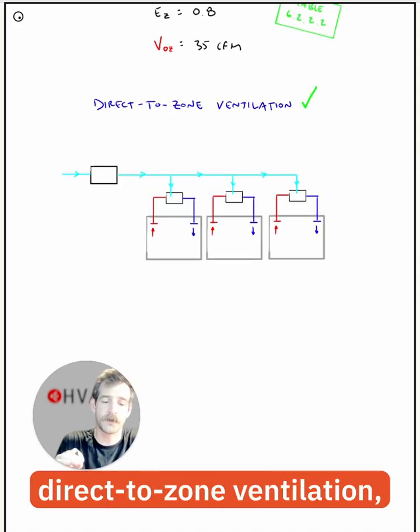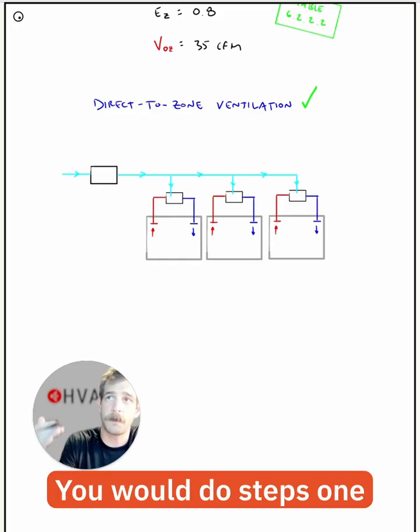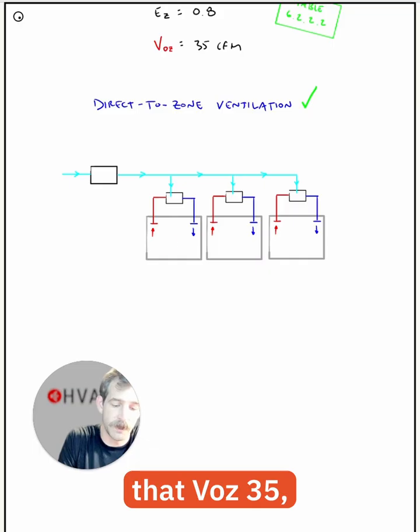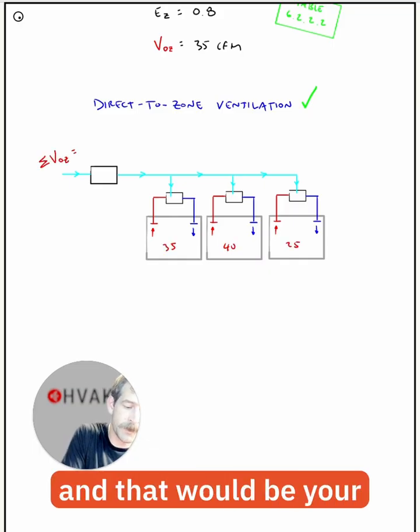Now, if you have direct to zone ventilation, you're pretty much done. That's all you need to do. You would do steps 1 and 2 for every zone under your system. You would find that VOZ, 35, 40, 25. You would sum them up, and that would be your outdoor air intake.